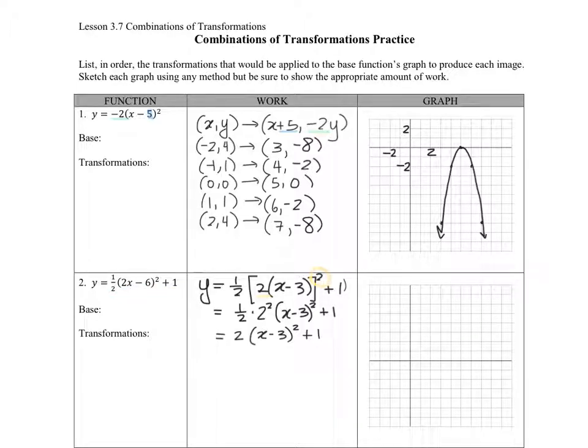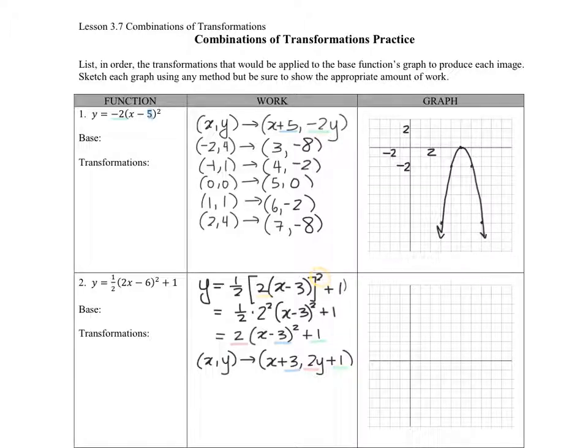So based on this now, let me state my transformed mapping notation formula. So this is going to be (x, y) becomes (x plus 3, 2y plus 1). So 1 over b x plus d, a y plus c. So that's the a value there. This is the c value here, and this is the d value translating 3 units to the right.